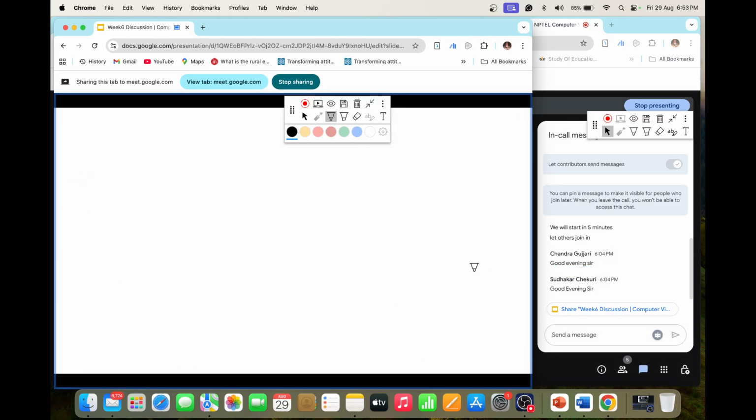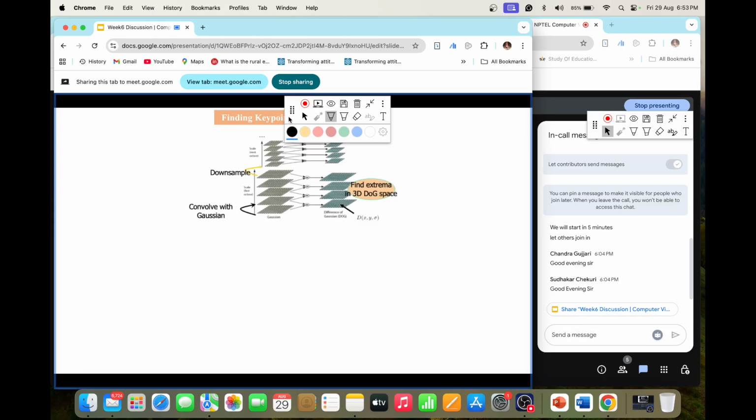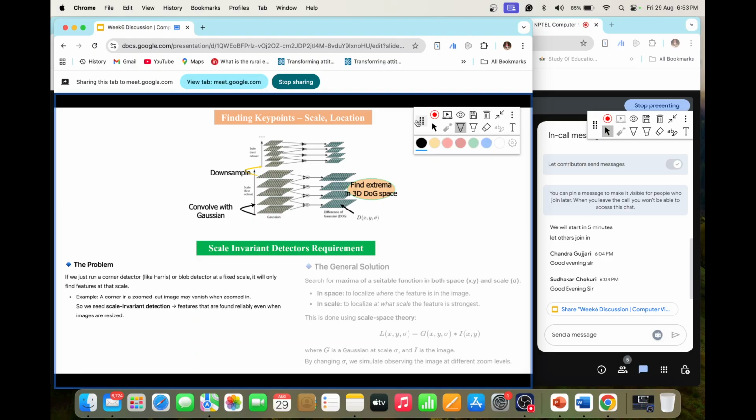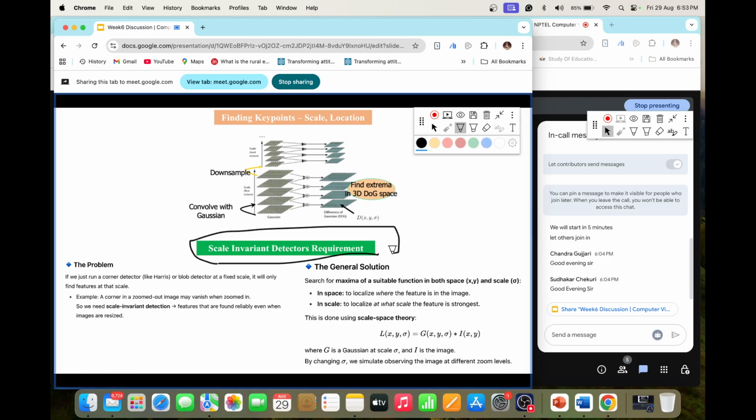Okay, so moving on. This is the finding key point. Again, it should be clear by this. So, scale invariant detector requirement. What is the actual requirement of a scale invariant detector?